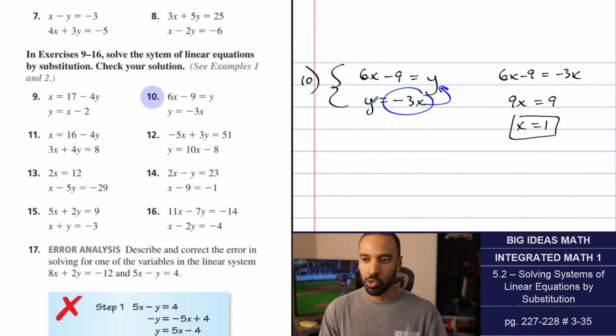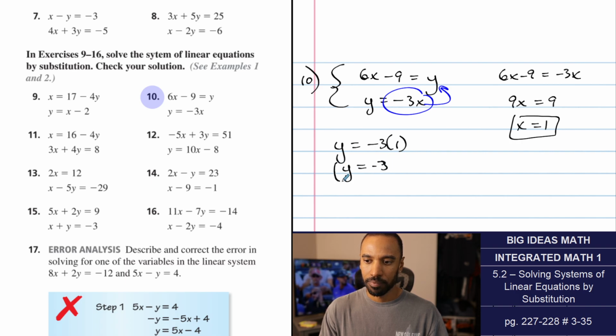And in either equation, we can solve for y. Let's do it on the bottom equation with less work. Negative 3 times 1 is negative 3. There's the x, there's the y. We get 1 comma negative 3.